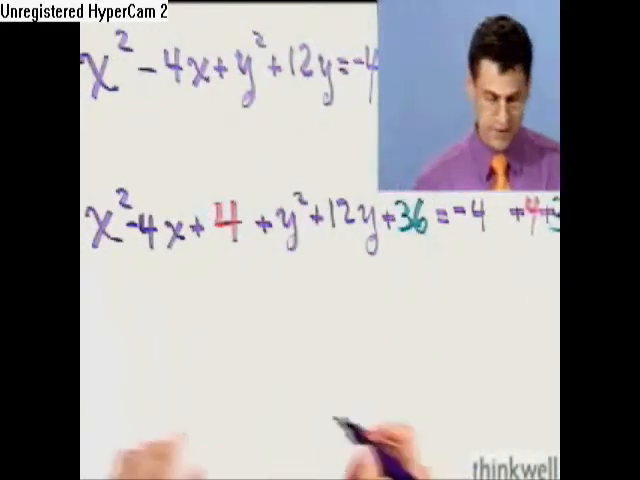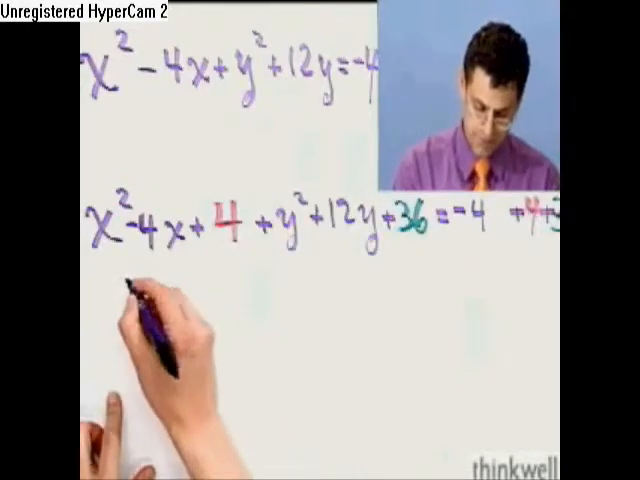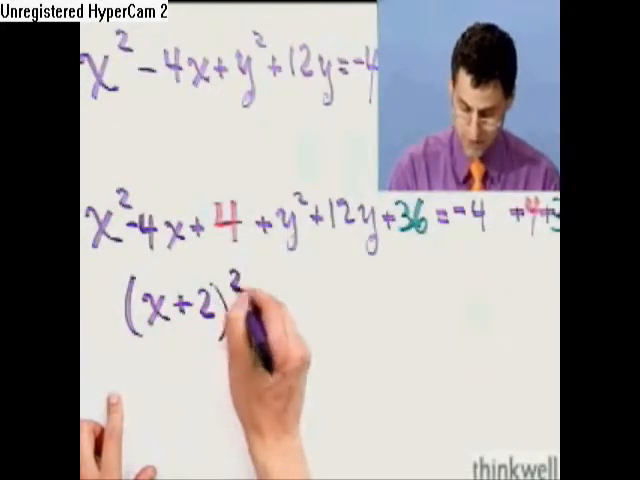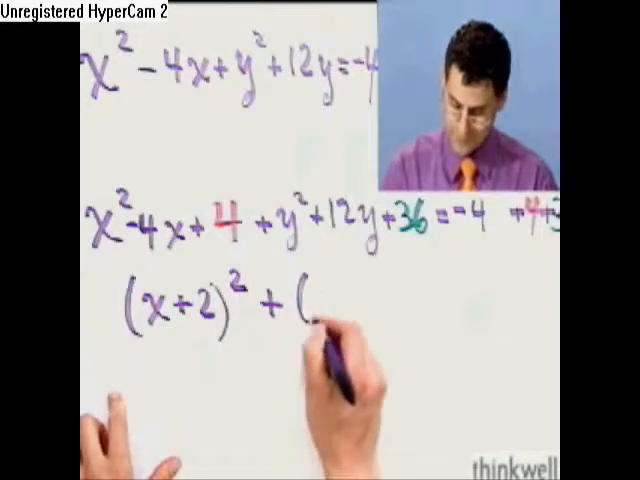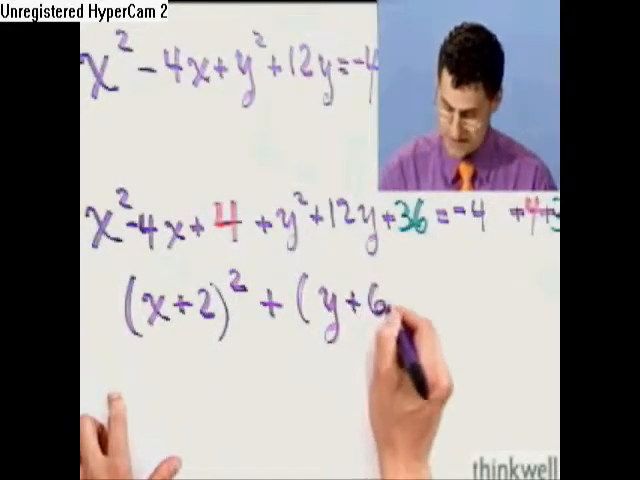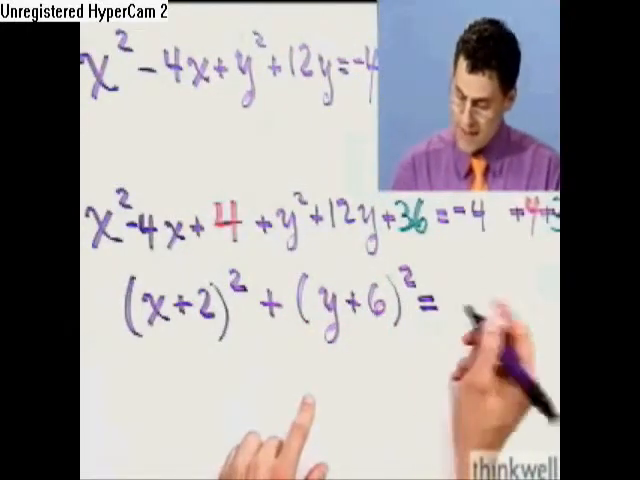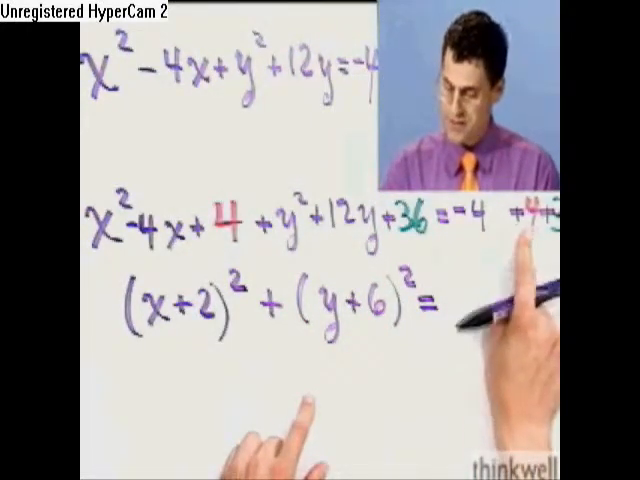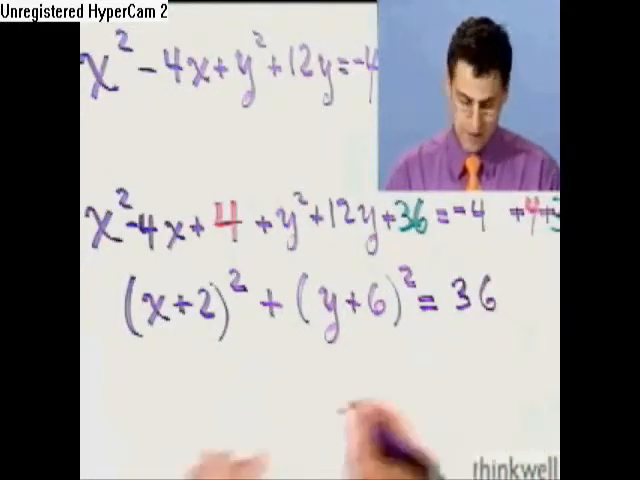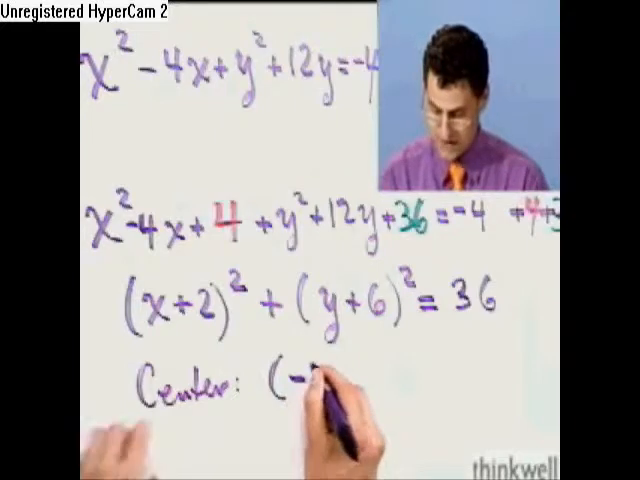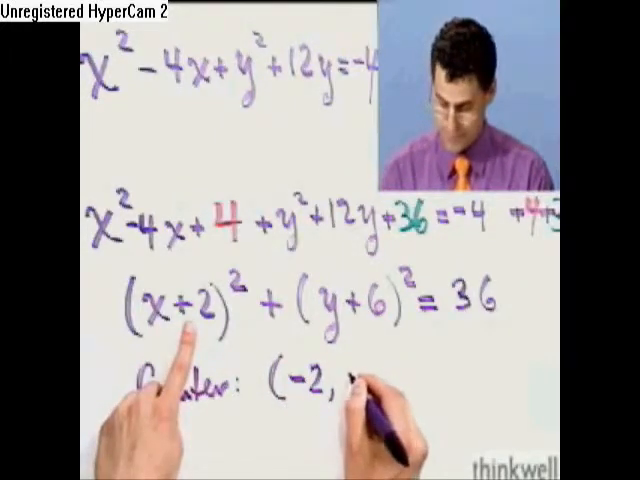Okay, and so what do we see here? Well, this should factor beautifully into a perfect square. That's the whole point. x plus 2 squared seems to work. And here I have y plus 6 squared. You can check that, square it out with FOIL, and you'll get this. And that equals, well, minus 4 plus 4 is 0, plus 36. I just have 36. So the center is at minus 2, comma, minus.